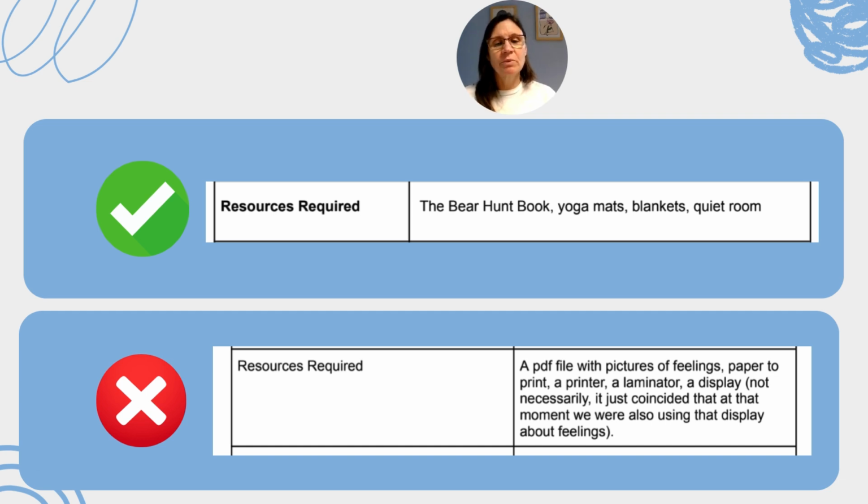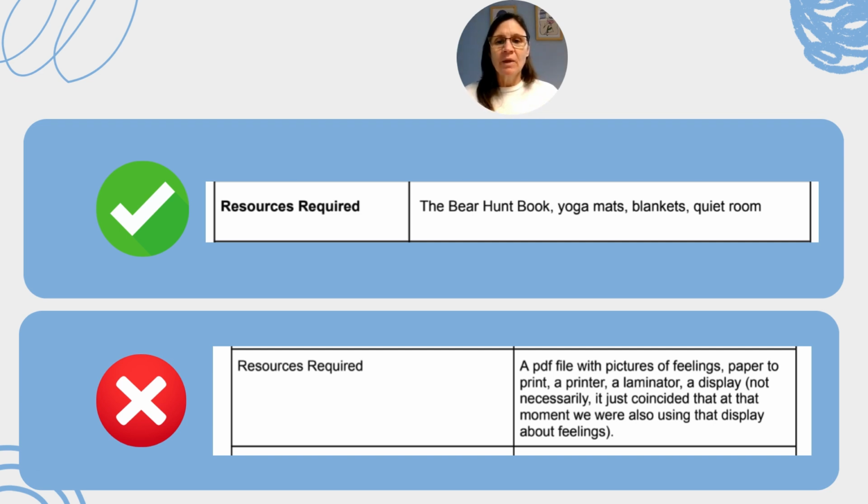The bottom one, which is really not okay, is resources required: a PDF with pictures of feelings, paper to print, a printer, a laminator, a display, which is not necessary if at the moment we are also using the display about feelings. So it really is a little bit jumbled. This activity is about introducing the concept of faces and feelings to young children. And so this really could have just said: the laminated emotion cards that are available, wherever they happen to be, unless they're currently posted on the wall. That's very simple of where you would be able to find these.